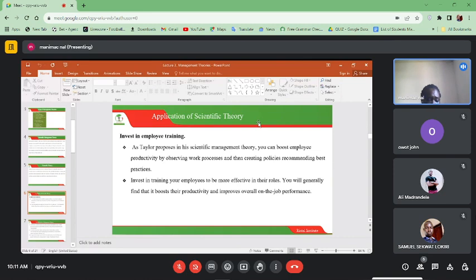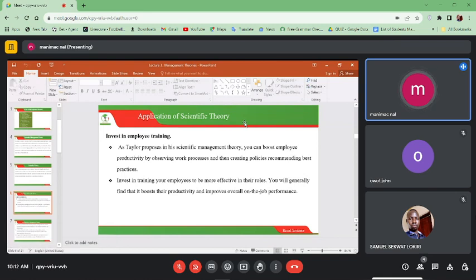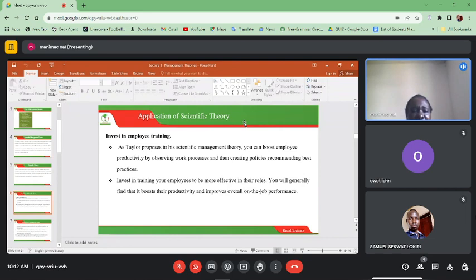How do we apply this? It is very simple. We apply it by investing in employee training. Taylor suggested that if we invest in employee training, we can boost productivity by observing work processes and then creating policies recommending the best practices or mechanisms that allow employees to be productive. He also proposed that if we train employees to be more effective in their roles and boost their productivity, we also improve overall on-the-job performance, meaning they gain more skills, which helps them perform better.